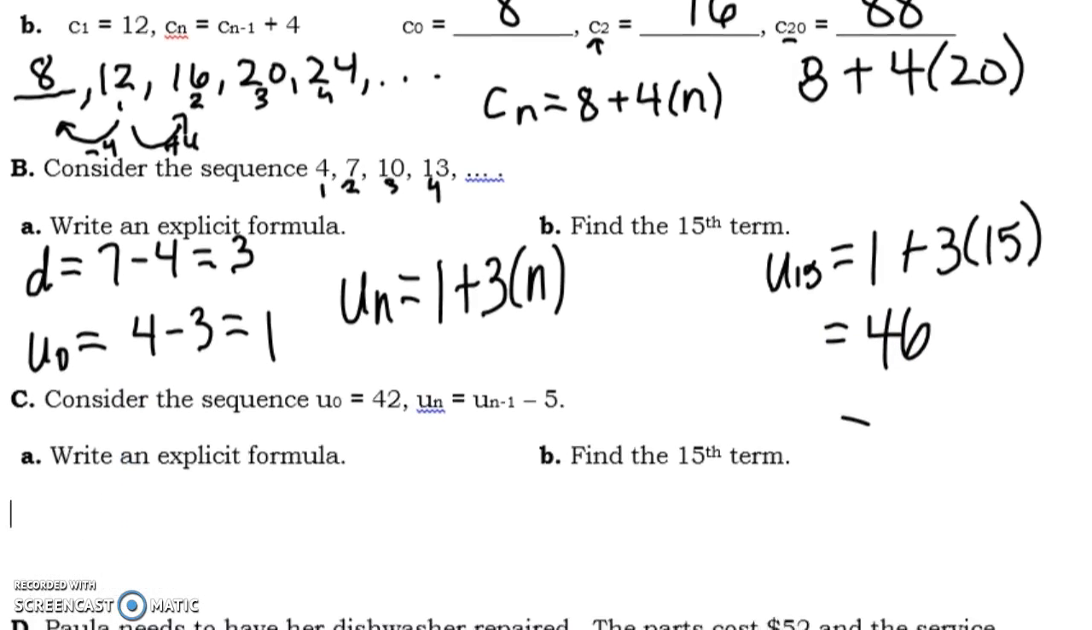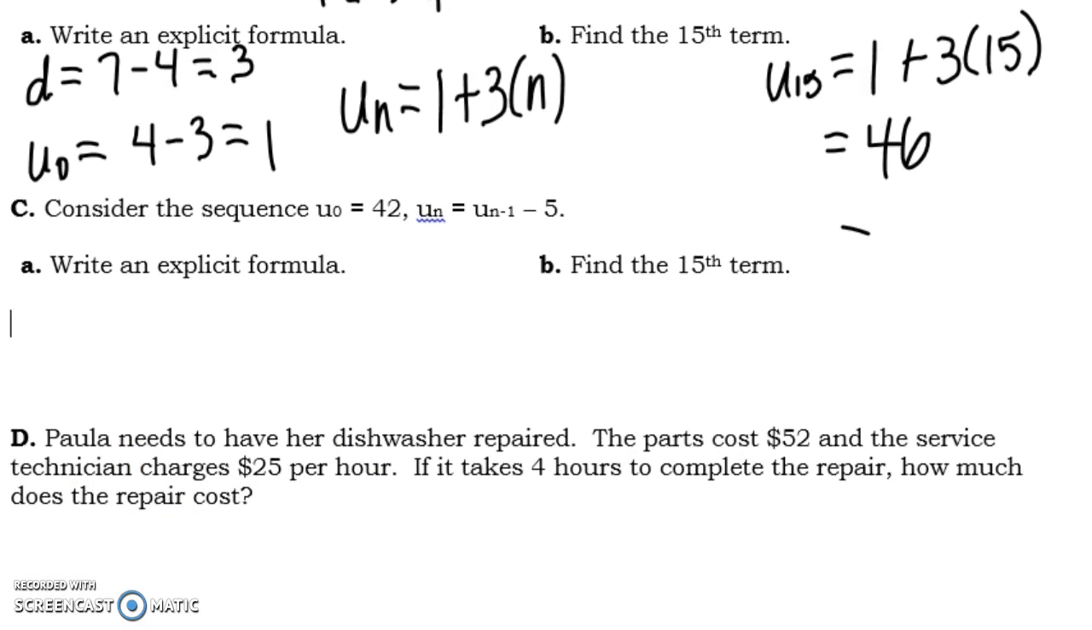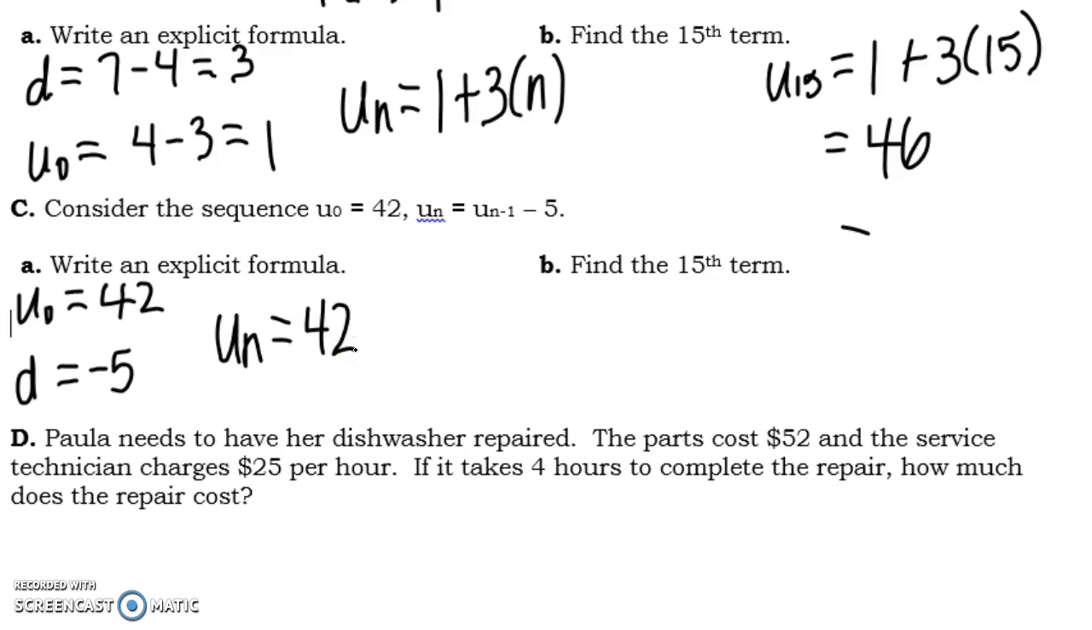Example C. Consider the sequence u sub 0 is 42, u sub n equals u sub n minus 1, minus 5. Write an explicit formula. Again, I need two things. I need this u0 and I need the d. And this formula written recursively already gives me that information. I already know the 0 term is 42, and I already know the common difference is that it's subtracting 5. So my u sub n formula would be u sub n equals 42 minus 5 times n.